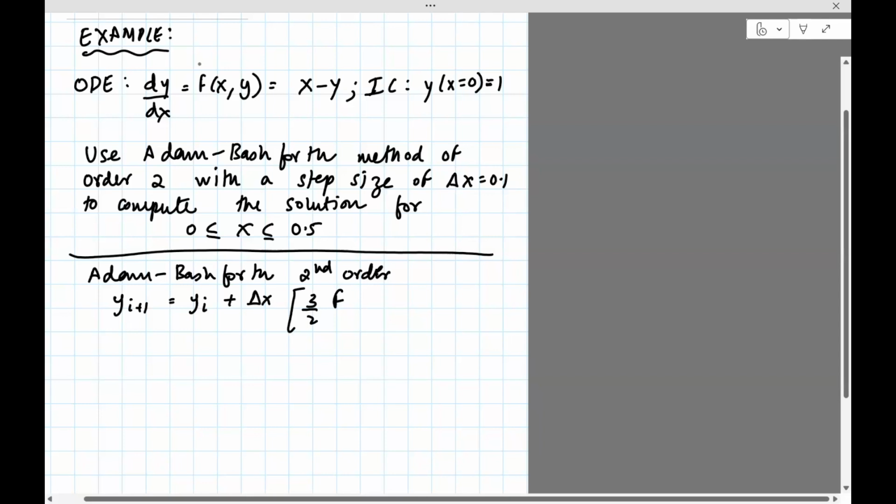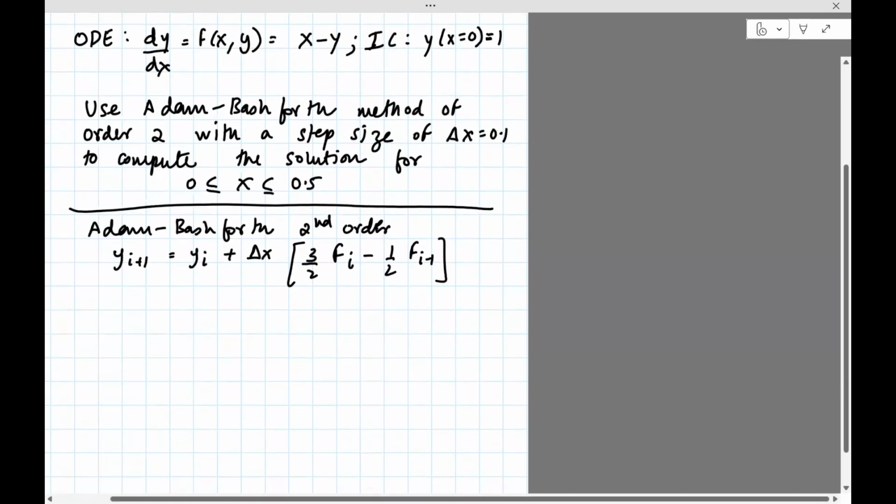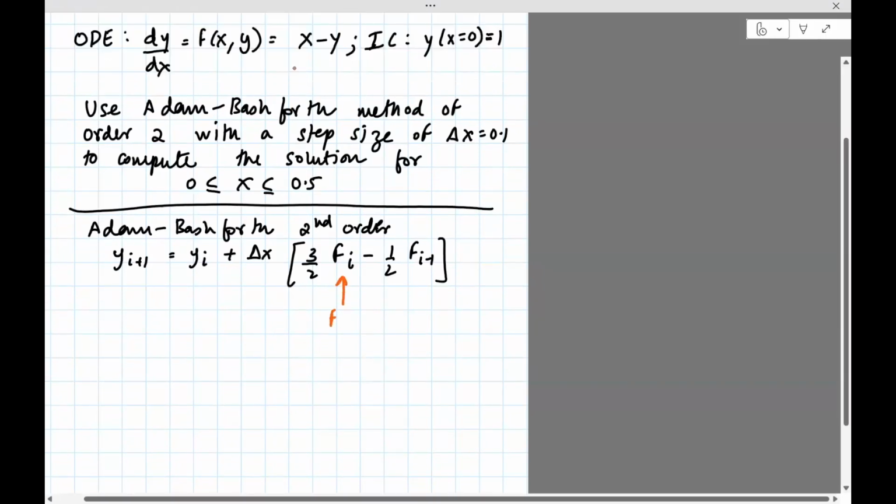Okay, so the formula is y i plus 1 is y i plus delta x 3 divided by 2. I'll just use a shorthand. I'll just call this f i minus half f i minus 1. That's just to indicate it's x i and x i minus 1 for the second one. Okay, we got this. Let me just put a note here. This is simply f of x i, y i. This is f of x i minus 1, y i minus 1.